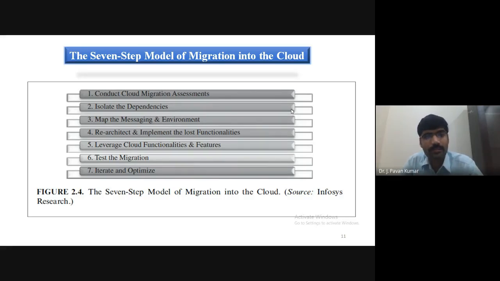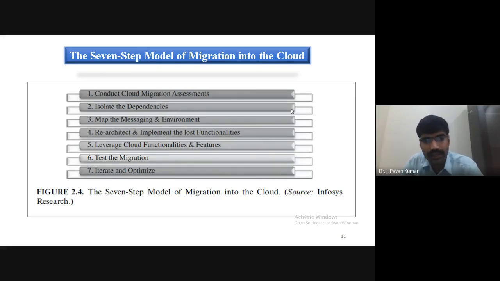Next, map the messaging and environment. So whatever the independent components we have made, what are the resources that we require in order to make those components deployed? That kind of mapping we will do in the third step.